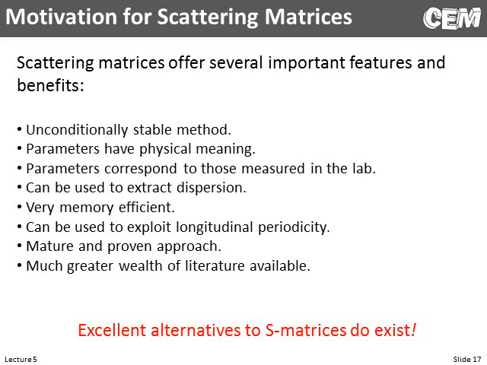It's not so much for the transfer matrix method because this is so small, but when we get to larger methods that are a generalization of this, like rigorous coupled wave analysis and method of lines, it's very easy to run out of memory. We can exploit longitudinal periodicity. So if structures are repeating in the Z direction, maybe there's 5 layers that are unique, but then that set of 5 layers repeats itself. There's some neat things we can do with scattering matrices to handle that very efficiently. It's a very mature approach, and there's a huge amount of literature on it.